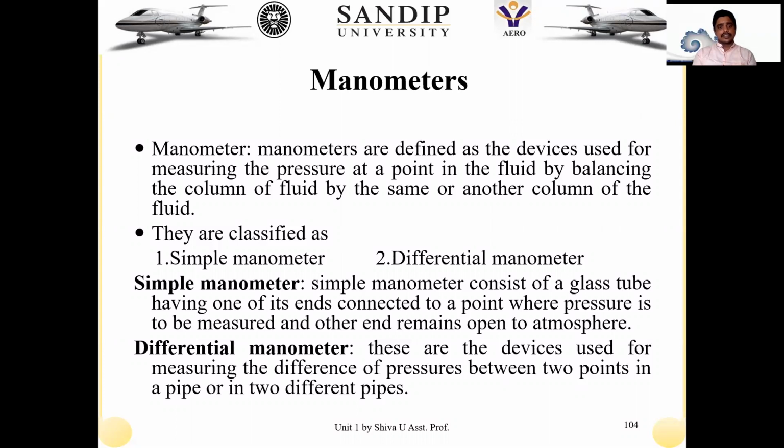So what is a simple manometer? It consists of a glass tube having one end open to the atmosphere, or open to the air, where the pressure is to be measured, and the other end is completely closed, right? Whereas the differential manometers are used to measure the difference in pressure at two points. So that means they are not directly measuring the pressure, but they are just evaluating the difference in the pressures. That is the reason it is named a differential manometer. And the simple manometers are used to directly measure the pressure, as per the construction I have just explained.